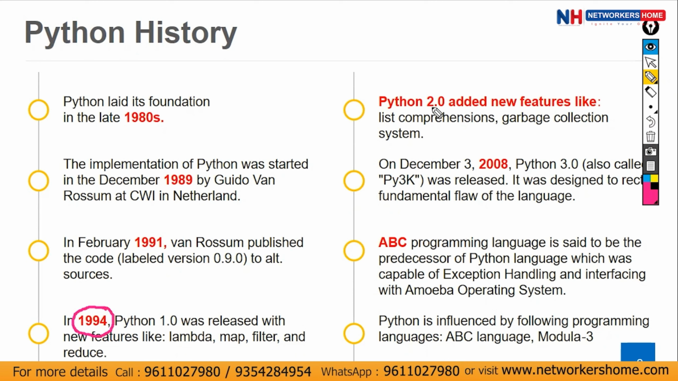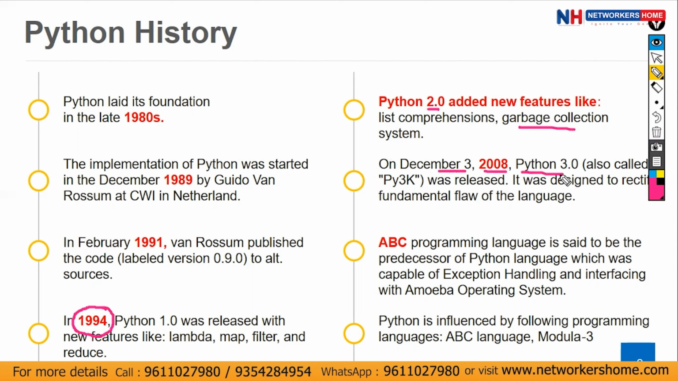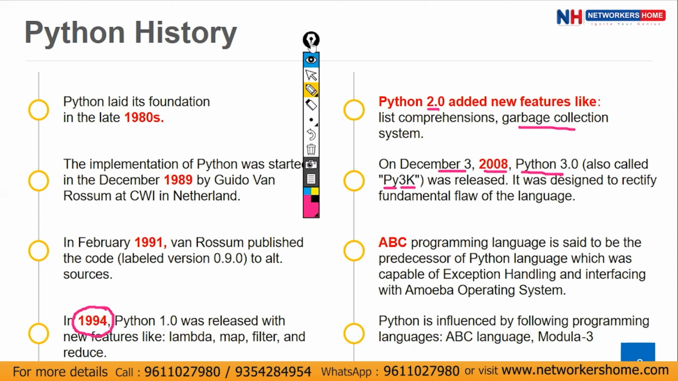After that, 2.0 added new features like list comprehension and the garbage collection system. These are again new features they added in 2.0. And finally, on December 3rd, 2008, Python 3.0 was launched, also called Py3K, the Python 3 version. It was designed to rectify the fundamental flaws of the language. The ABC programming language is said to be the predecessor of Python, which was capable of exception handling and interfacing with the Amoeba operating system.